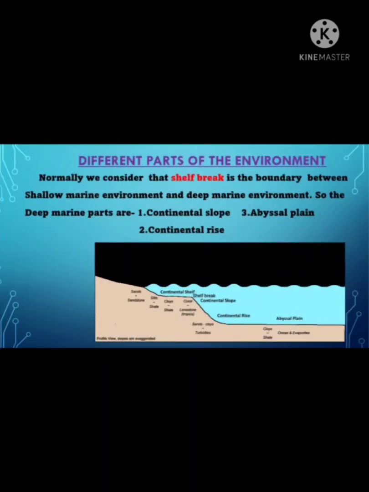Now, different parts of deep marine environment will be discussed. Overall, the marine environment is classified into two parts: shallow marine and deep marine environment. Shelf break is considered as the boundary between shallow marine and deep marine environment. So, the ocean side of the shelf break is called deep marine environment. Continental slope, continental rise, and abyssal plain are the parts of deep marine environment.